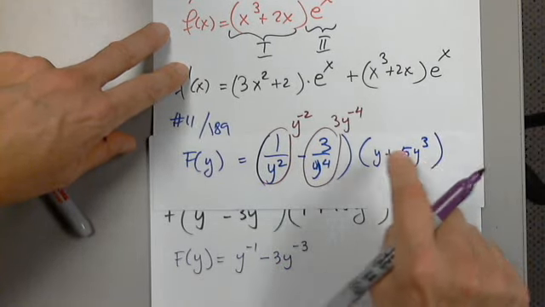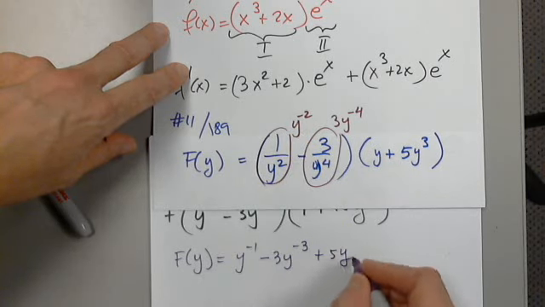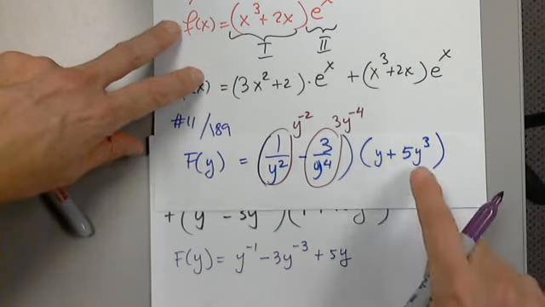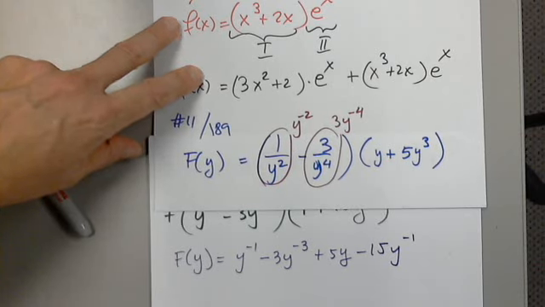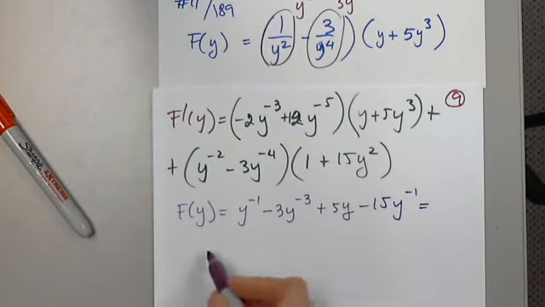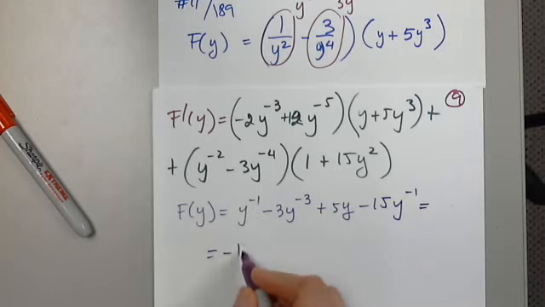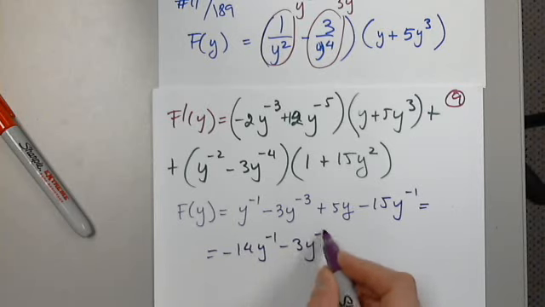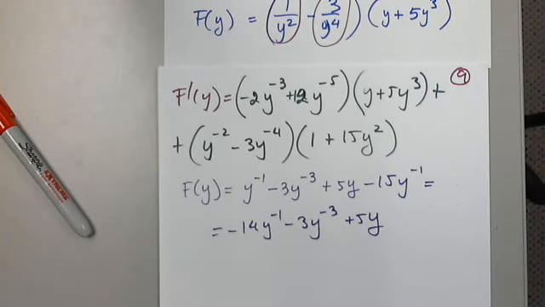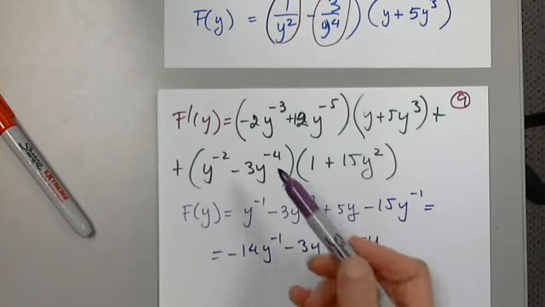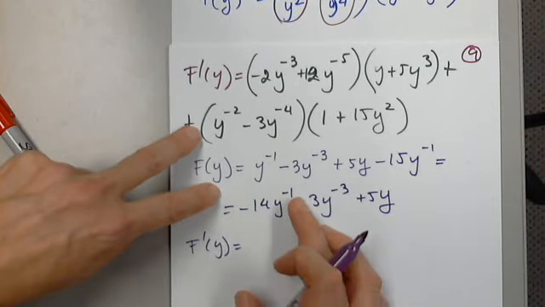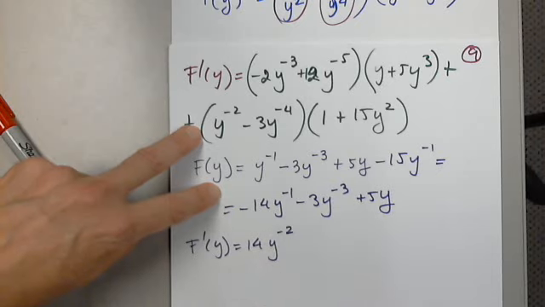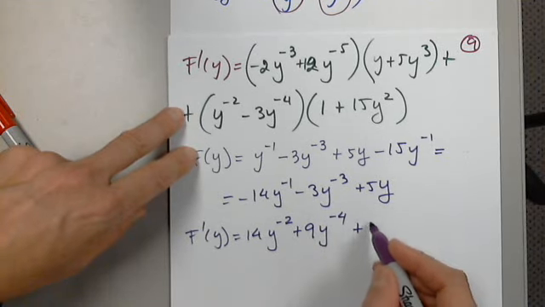Now I'm distributing 5y cubed to this, so it's positive 5y. Copy the base, add the exponents, and I distribute here and I get negative 15, y to negative 1. I can even further combine like terms because this and this are like terms, and I have negative 14, y to negative 1, minus 3, y to negative 3, and plus 5y. As you see, I only have three terms versus all this mess. So now f prime of y, I bring down negative 1, so 14y to negative 2. I bring down negative 3, so it's 9y to negative 4, and plus 5.